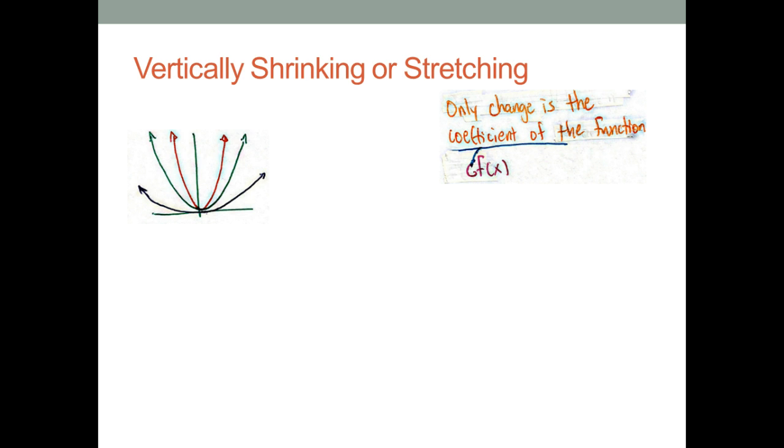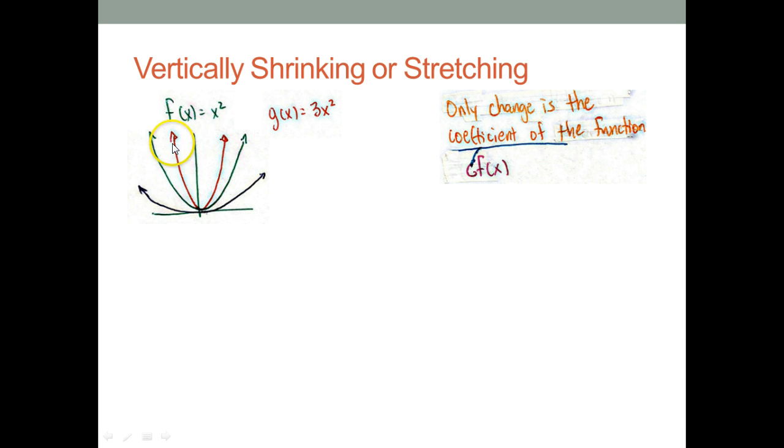Awesome. So let's get into some deeper transformations. So we're talking about vertical stretching or shrinking. This original function, f of x, is in green, and that's x squared. So that's the green graph that I've sketched out here. And the only change that you're going to see is that the coefficient in front of the function changes. So if I look at g of x, you see that g of x has changed here with the 3. And that's in red.